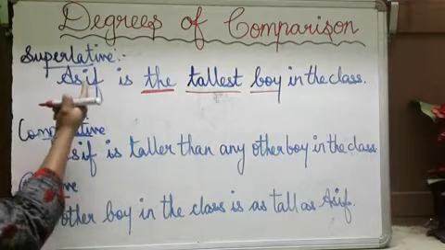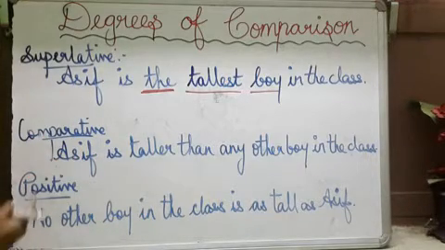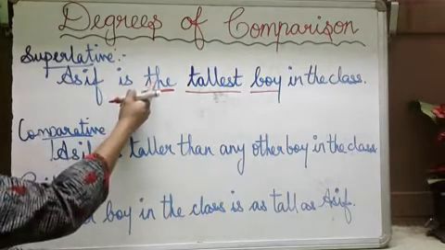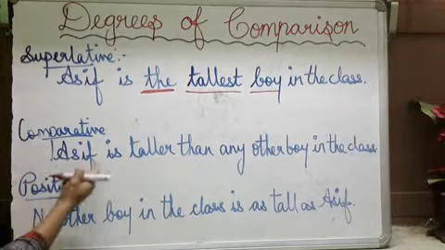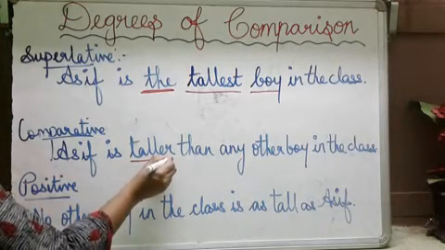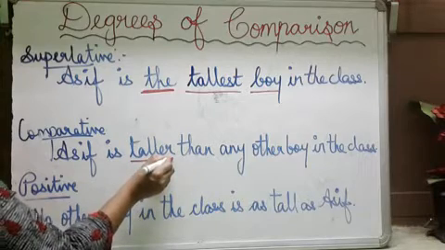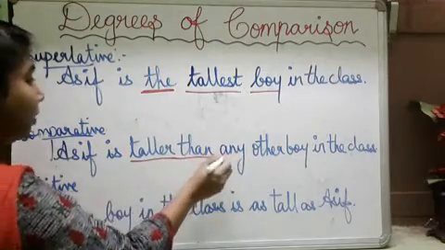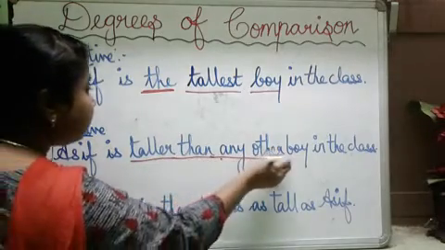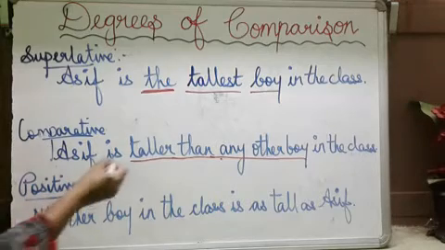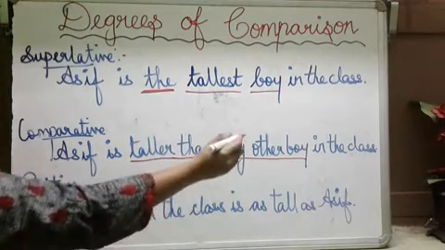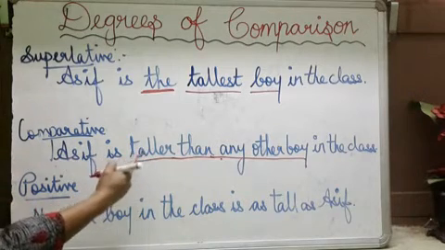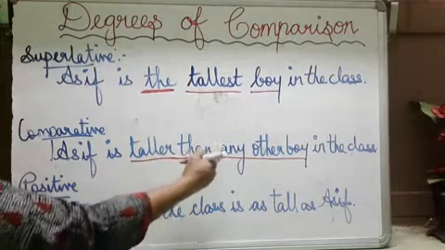Now when you change the sentence into comparative degree, what changes do you have to make here? This 'the' is omitted here, is it not? So Asif is taller, you will make. Whenever you use comparative degree taller, that taller is followed by this 'than'. After than, you have to write any other boy. So you have to concentrate: taller than any other boy in the class. You have to make sure whether you are writing this taller than any other or not.